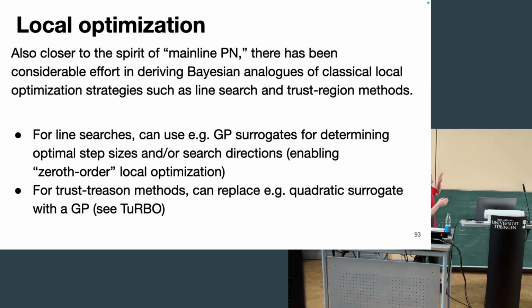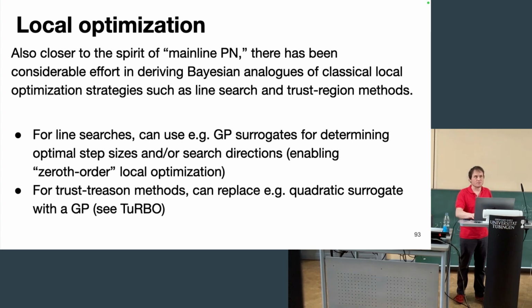For trust region methods, you can take classical trust region methods, which might use a quadratic surrogate. You can swap in a Gaussian process surrogate that gives rise to this algorithm called Turbo, which has been showing very impressive performance for Bayesian optimization of very high dimensional functions.